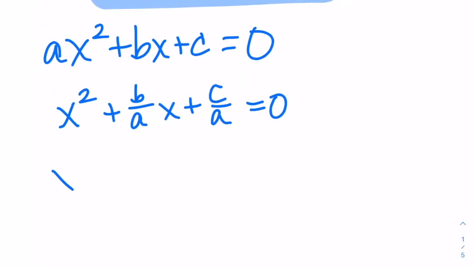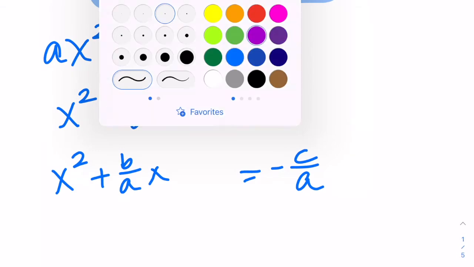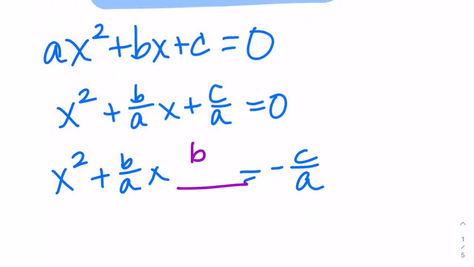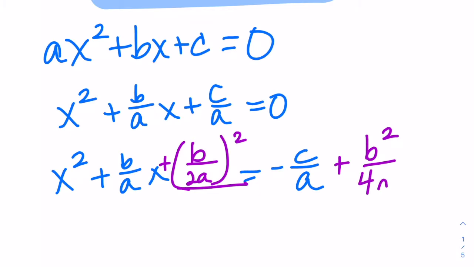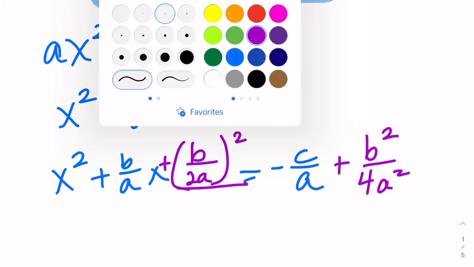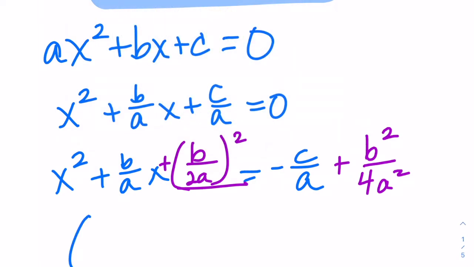My next step is to move the constant. So I'm going to subtract c over a from both sides. Now we can actually complete the square. I'm going to look at the term in the middle, in front of x, divide it by 2, and then square it. I'm going to add that product, or that square, to both sides of the equation. So essentially it's b squared over 4a squared. When I factor the left side, I get x plus b over 2a quantity squared.